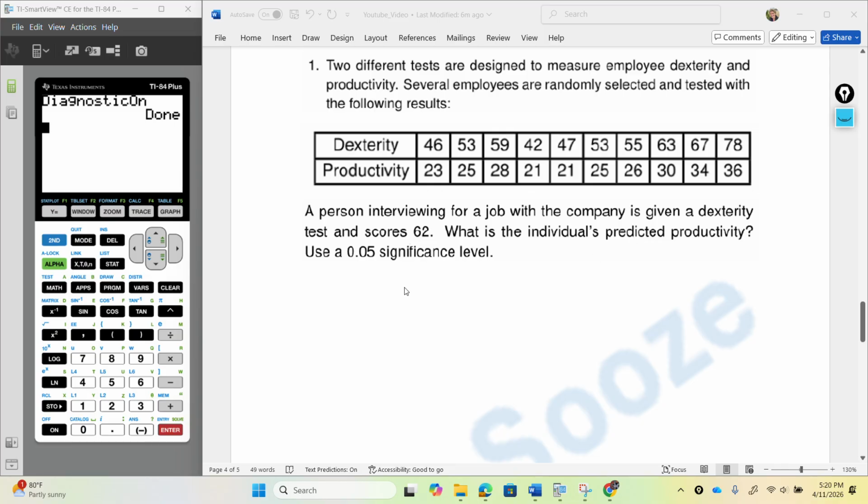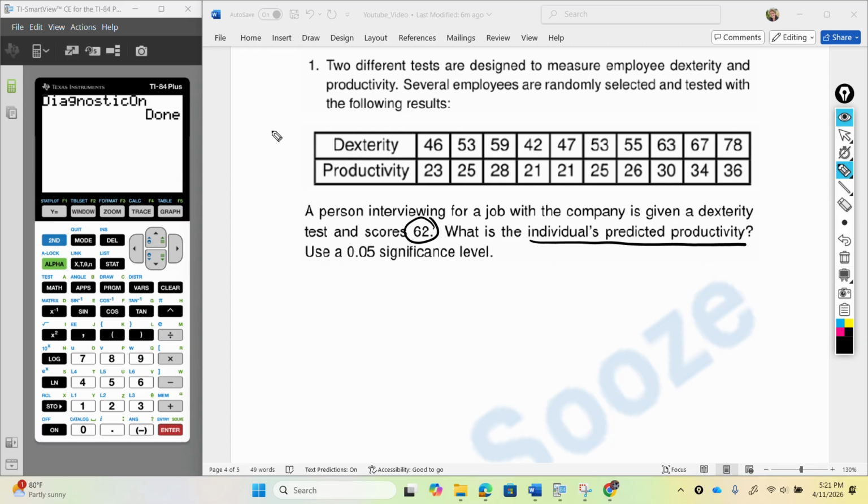Okay, so straight into this. This is paired data. An employee comes in and takes a dexterity test and a productivity test. This first employee scored 46 on the dexterity test and 23 on the productivity test. So if a person comes interviewing for a job and they're given a dexterity test and they score 62, what would you expect them or predict them to get on their productivity test?